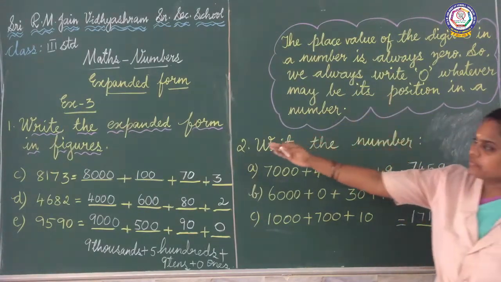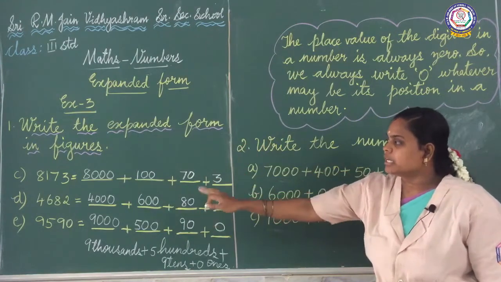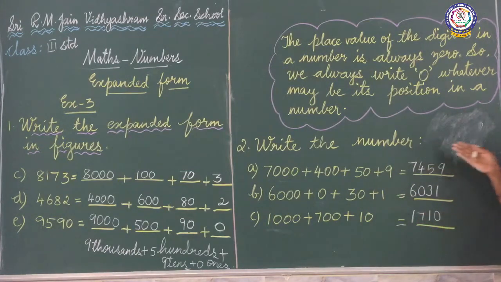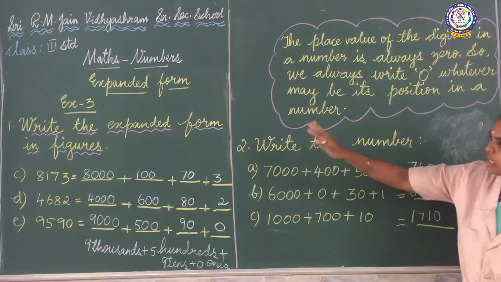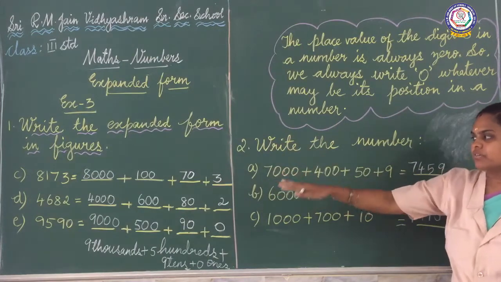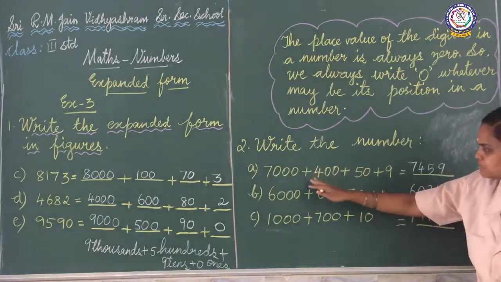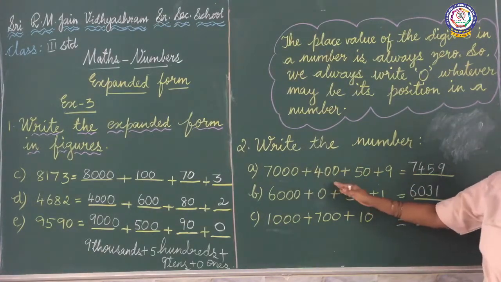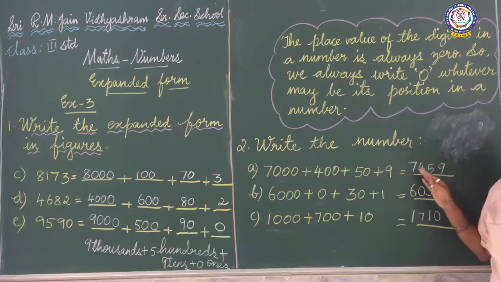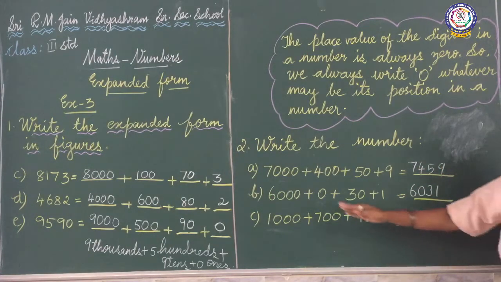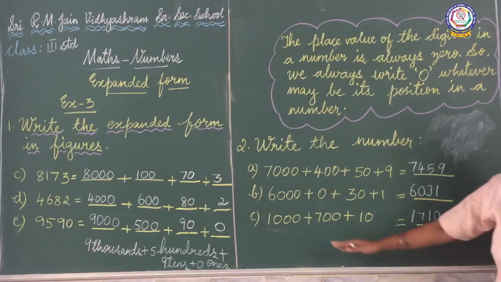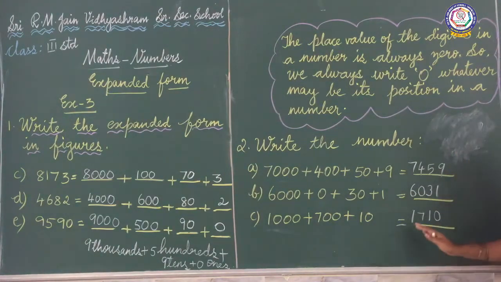See, earlier we wrote the number in expanded form. Here, the expanded form is given and we write the number. So 7000 plus 400 plus 50 plus 9 is 7459. 6000 plus 0 plus 30 plus 1 is 6031. 1000 plus 700 plus 0 plus 10 is 1710.